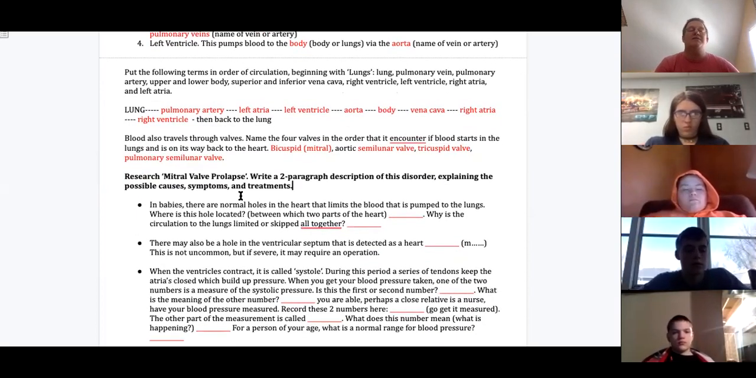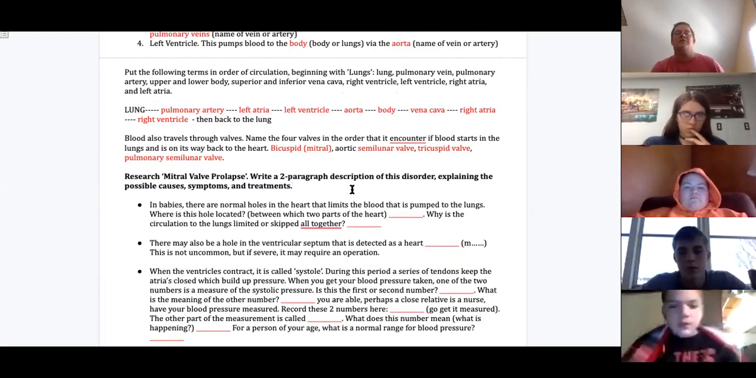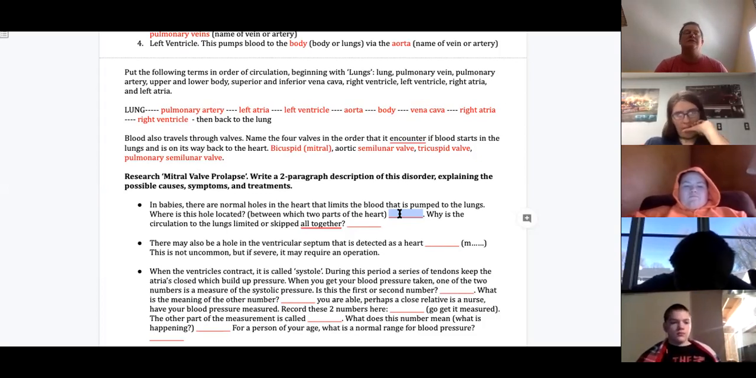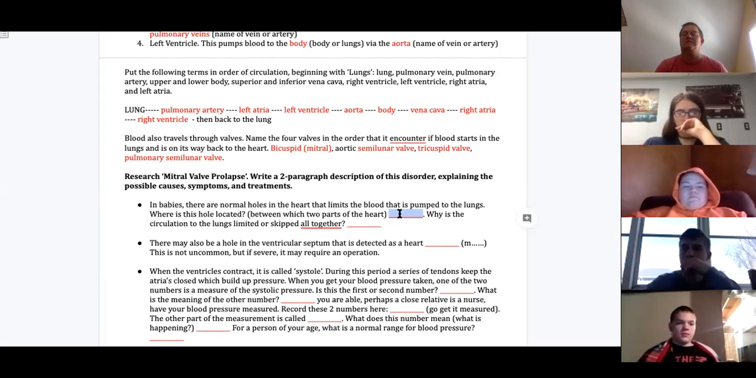All right, in babies, there are normal holes in the heart, which limit the blood that's pumped to the lungs. Why is this hole located there? Why do we have a hole in between the atrias in a baby, a fetal baby, unborn? It just hasn't grown yet. Okay, babies aren't using their lungs, are they? Right, so we don't need all that blood flow to the lungs.